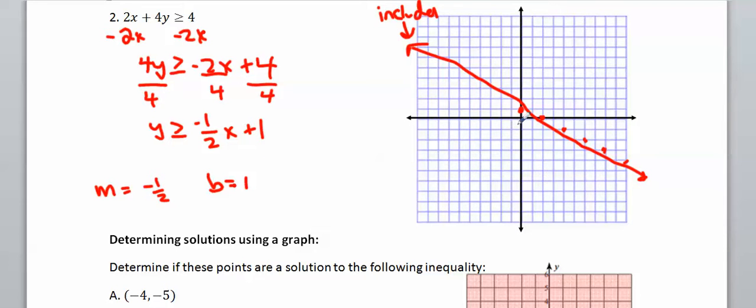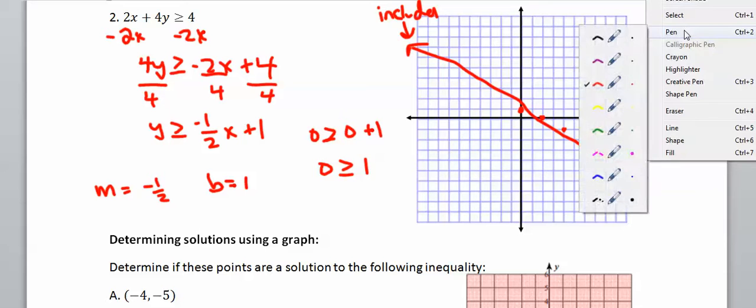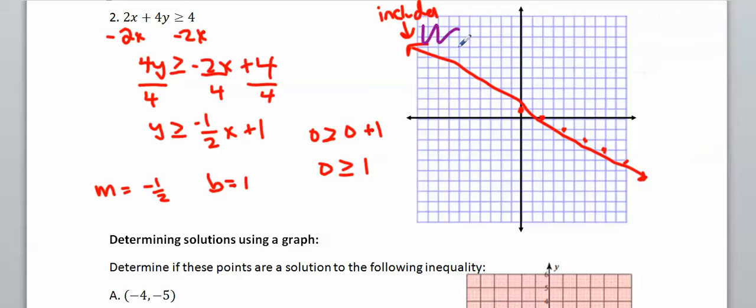Okay, so now we've got the line in. Let's put in our test point. (0, 0) is not on my line, so I'm going to use it. 0 greater than or equal to, well, plug in 0 for x, so 0 plus 1. If I simplify that, I get 0 is greater than or equal to 1. Is that true? Well, no. So I want to shade everything away from 0, so I'm going to go above this line, everything on top of it. We don't want 0 included, so everything in here is my solutions.